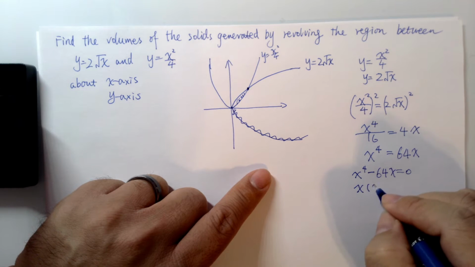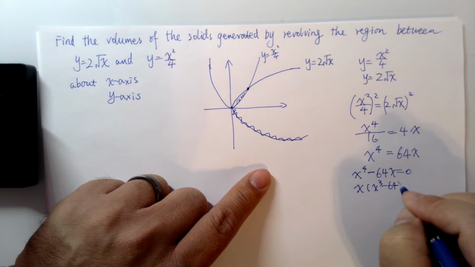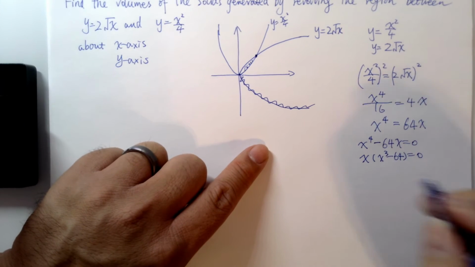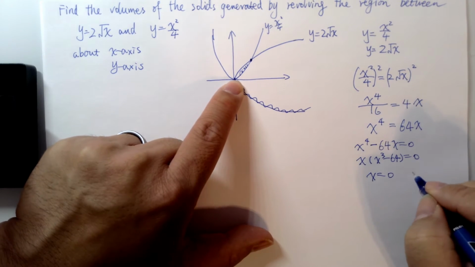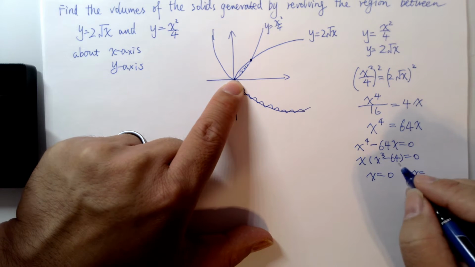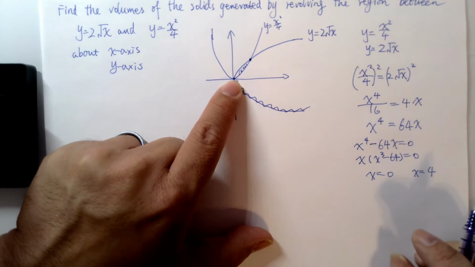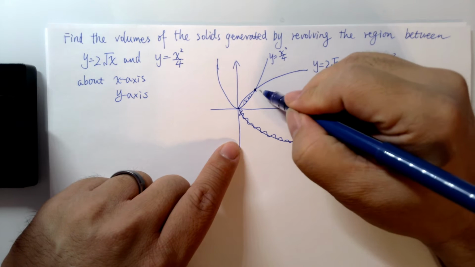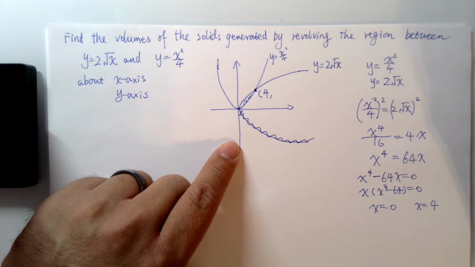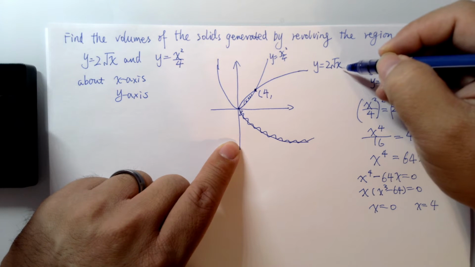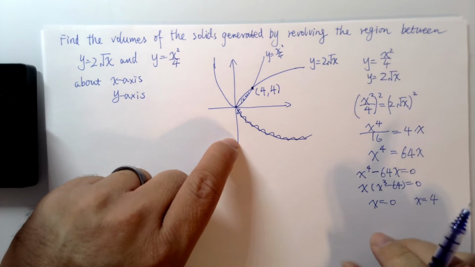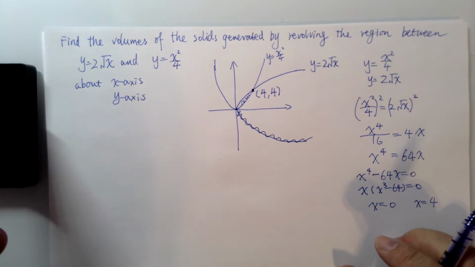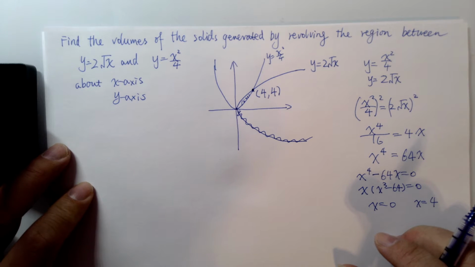If we factor x out, you can solve that x equals 0 right here, or x equals cubic root of 64, which is 4. So this one, we got it. So x is 4, and then 2 times square root of x is 2 times 2, which is also 4. Okay, so that's the point. Once we got that, things become very straightforward.